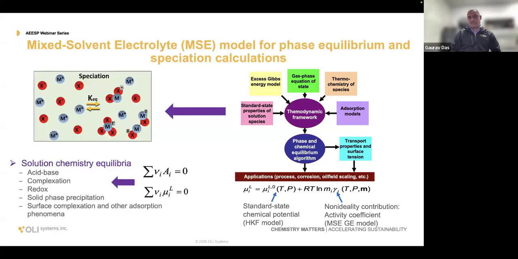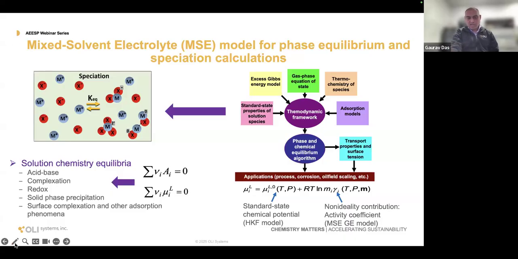The mixed solvent electrolyte model, or MSE model, is a speciation-based thermodynamic framework. The MSE model was developed considering all the solution-based phenomena: acid-base reactions, complexation reactions, redox reactions. Some solid phase may precipitate out of the solution, so we do consider precipitation reactions. Also, surface complexation and adsorption phenomena are included as needed.